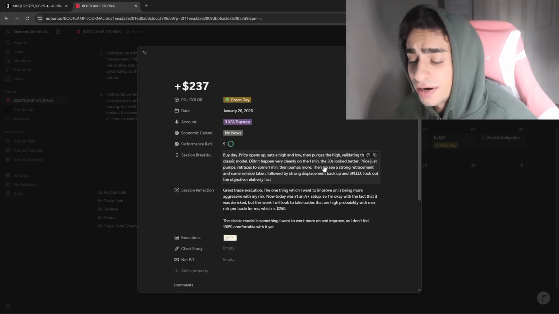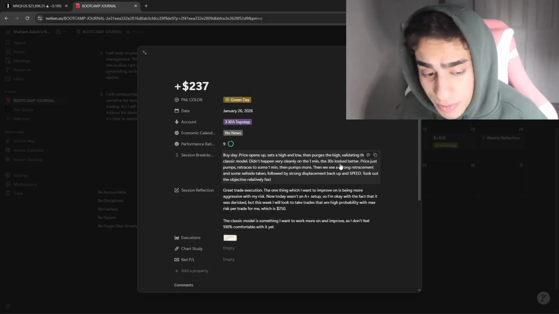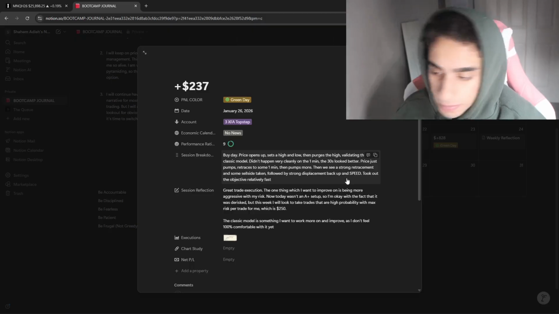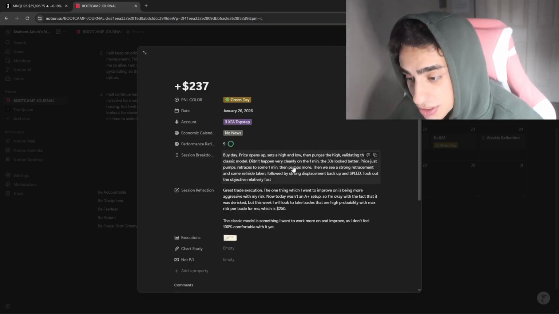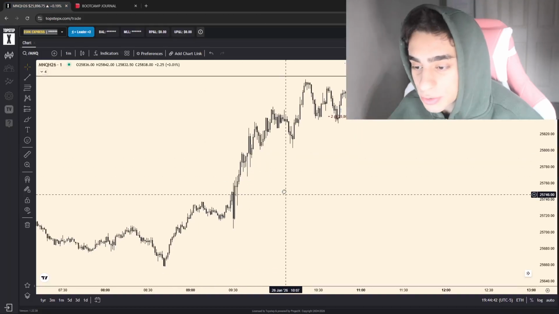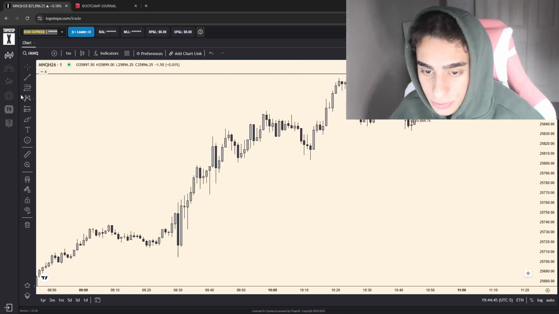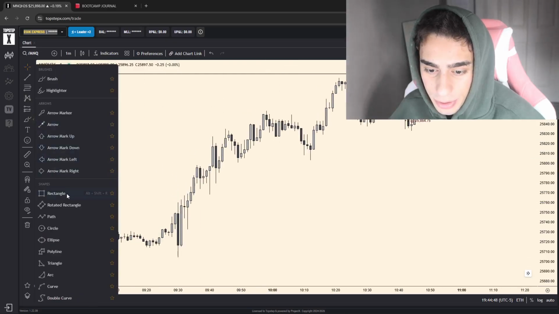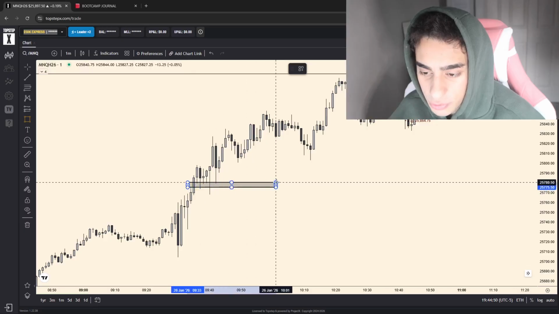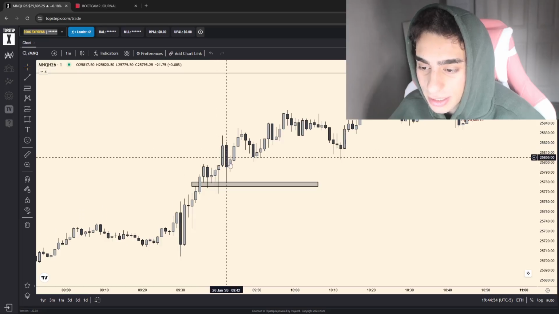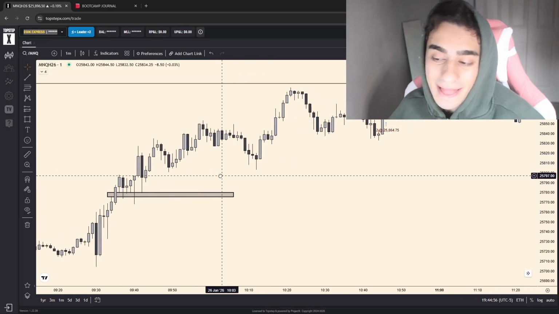Anyways, it didn't happen very clearly on the 1 minute, but the 30-second looked much better. If I was looking at a 30-second time frame, I would have taken the trade. However, I wasn't. Price just pumps, retraces to some 1 minutes, then pumps more. So these were possible entries that I was thinking about taking, but I didn't take them because, right, we have our first presented gap right here, and price respects it perfectly multiple times, right? You could have taken it right here, could have taken it after we respected it again. I just didn't take them at all.